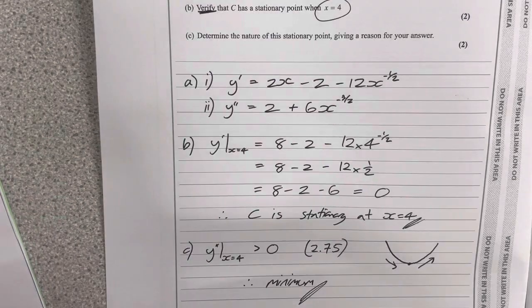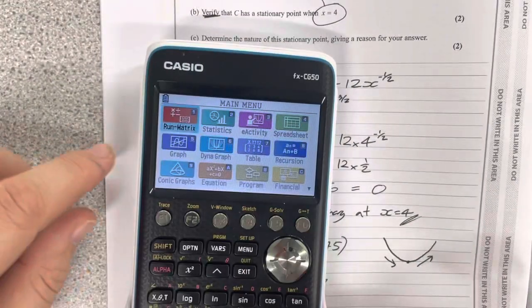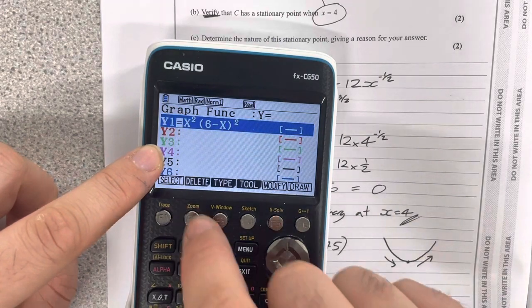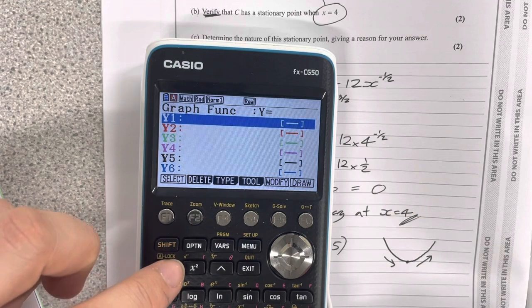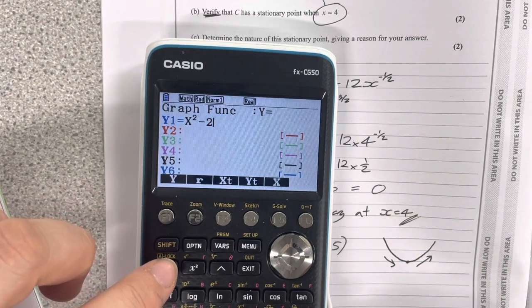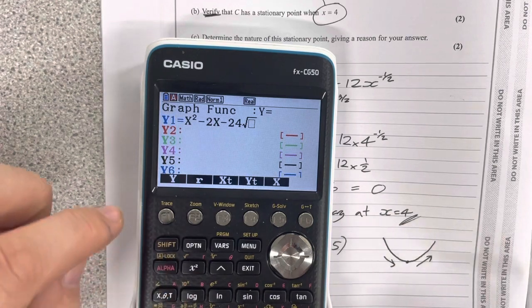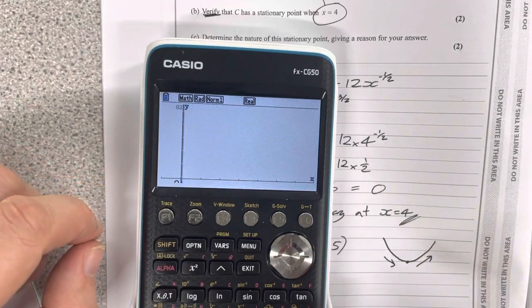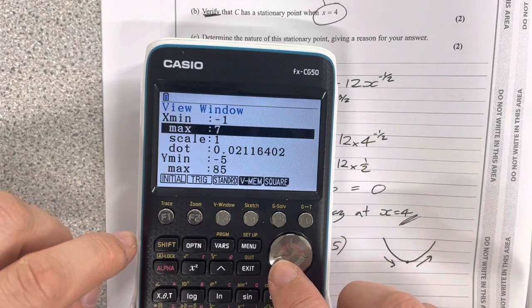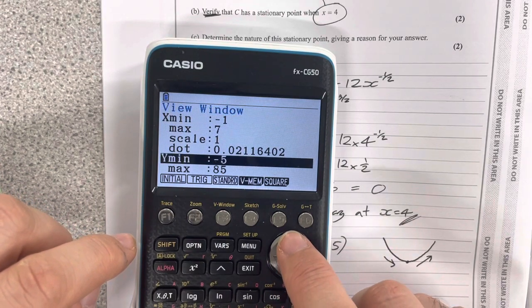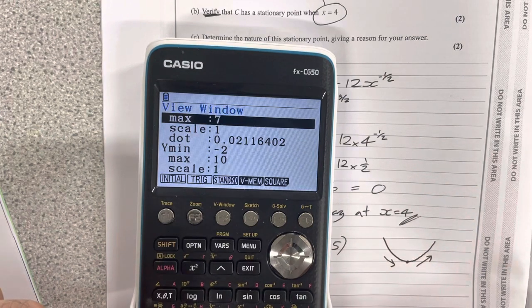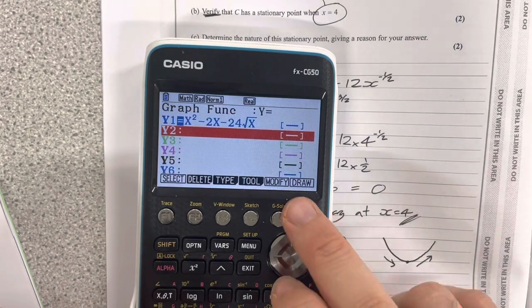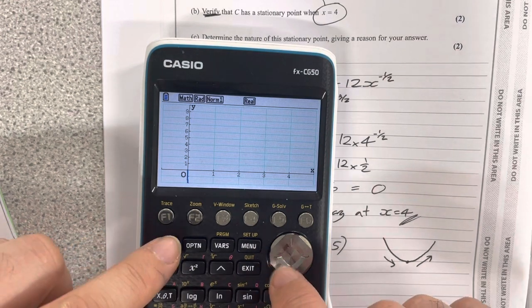Okay. And if you have a graphical calculator, you can, of course, just check that answer. Okay, graph mode is number 5. Clear what's in there. And the curve was x squared minus 2x minus 24 root x. Change the V window. Let's go from minus 2 to 10. Let's have a look. Oh, no, not gone down far enough.